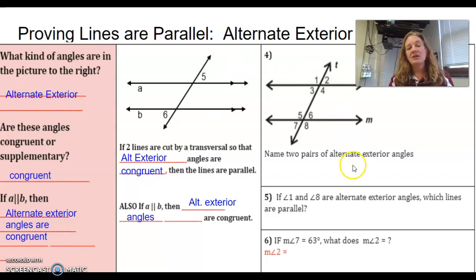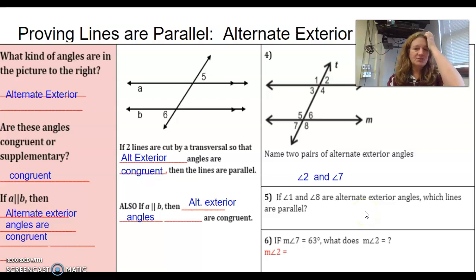Okay? So now I'm going to name two pairs of alternate exterior angles. So they have to be on the outside and they have to be on opposite sides of the transversal. So 2 and 7, right? 2 is on the outside on the top right. 7 is on the bottom left. Okay?